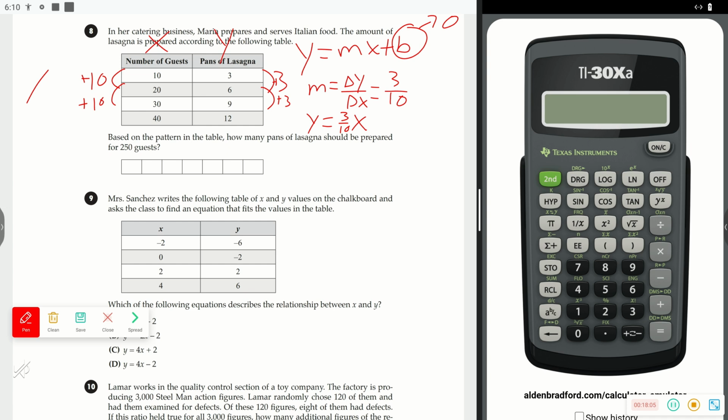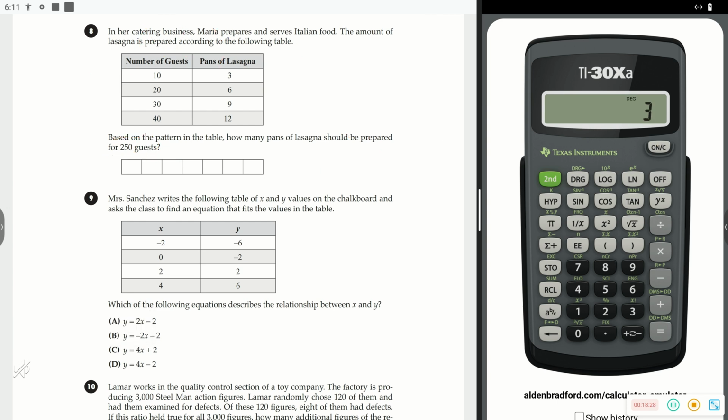Now, if we have 250 guests, guests are going to be our x value. So all we have to do is plug 250 in for x right here, and we'll get our answer. So y equals 3 divided by 10 times 250. So if we're going to use our calculator over here, hopefully it doesn't erase. We're going to turn it on, and we're going to do 3 divided by 10 times 250, and we're going to hit equals.